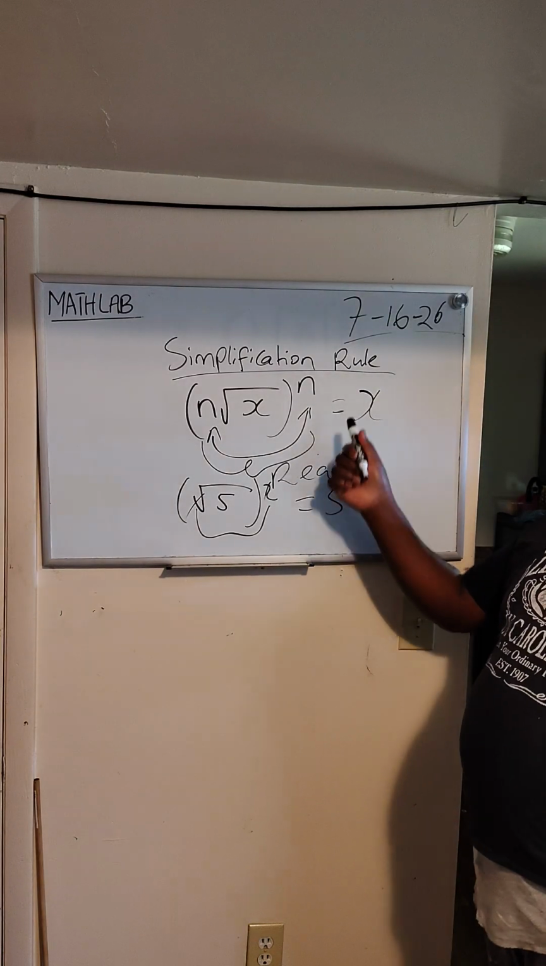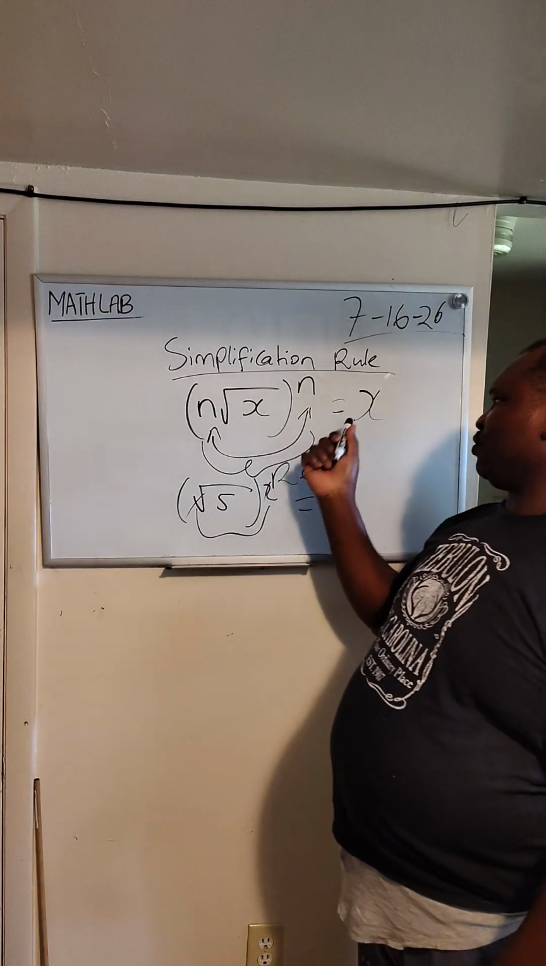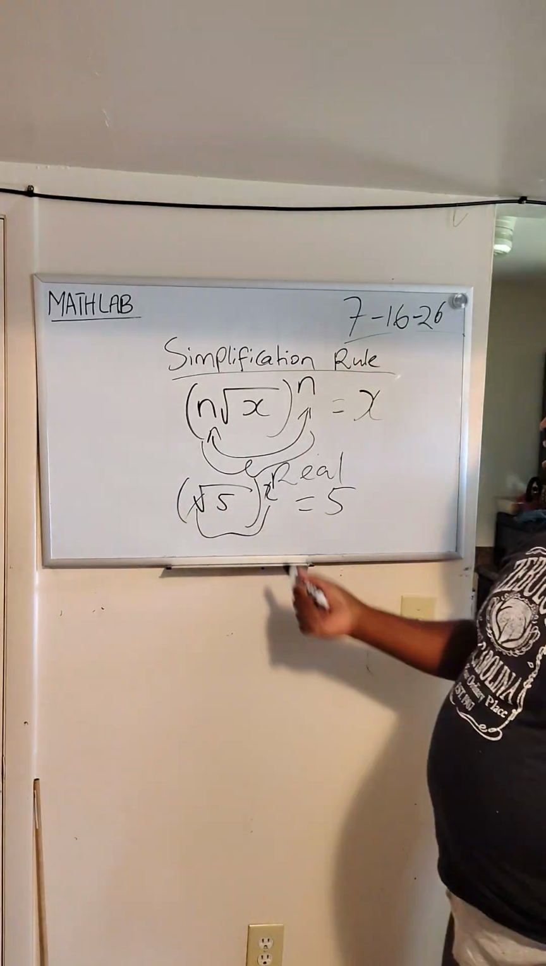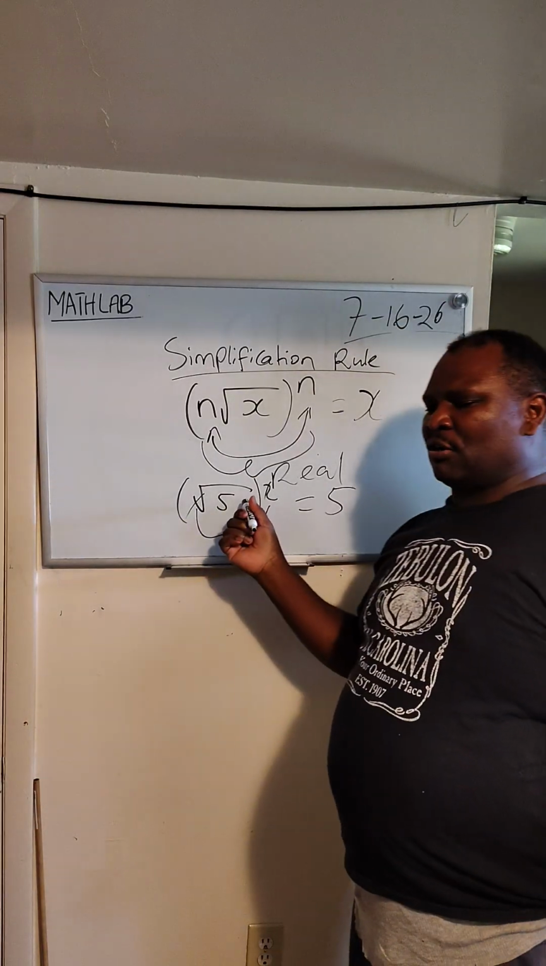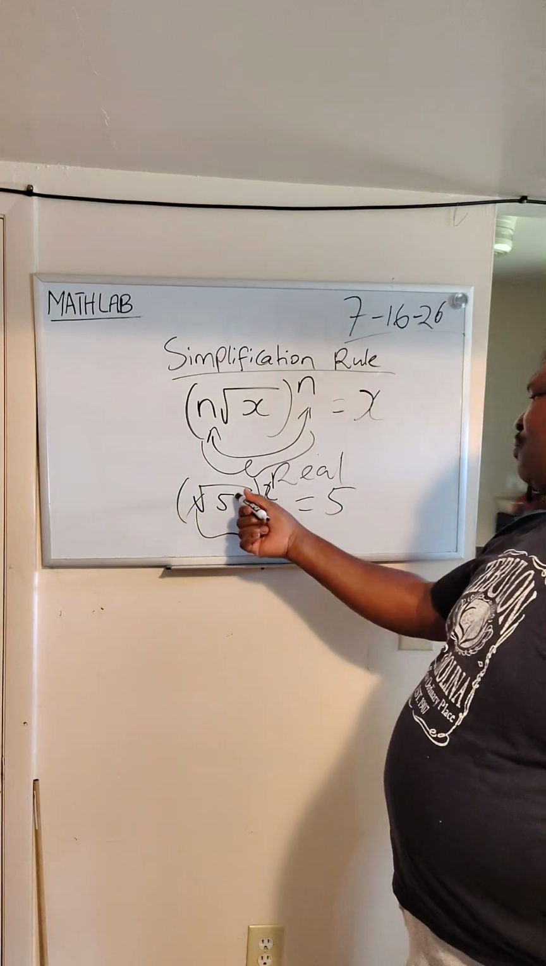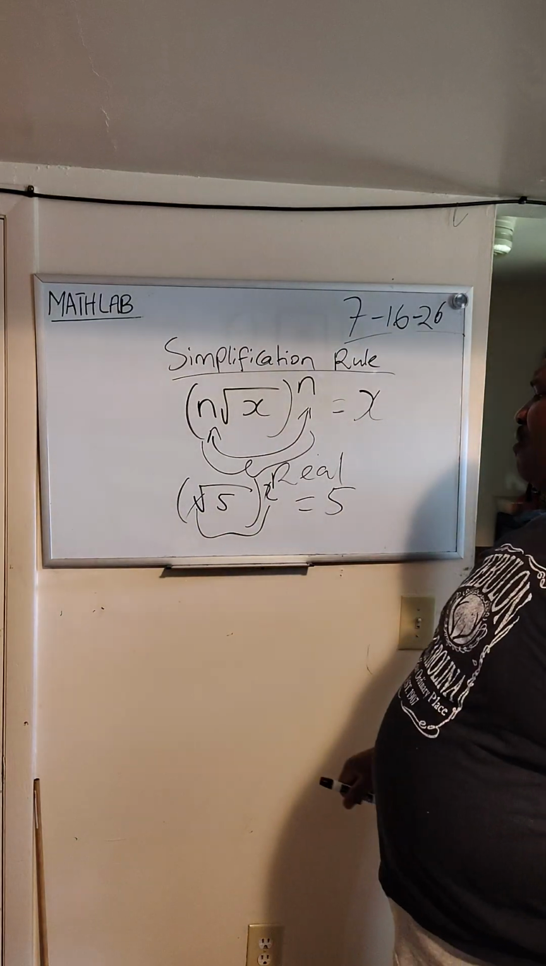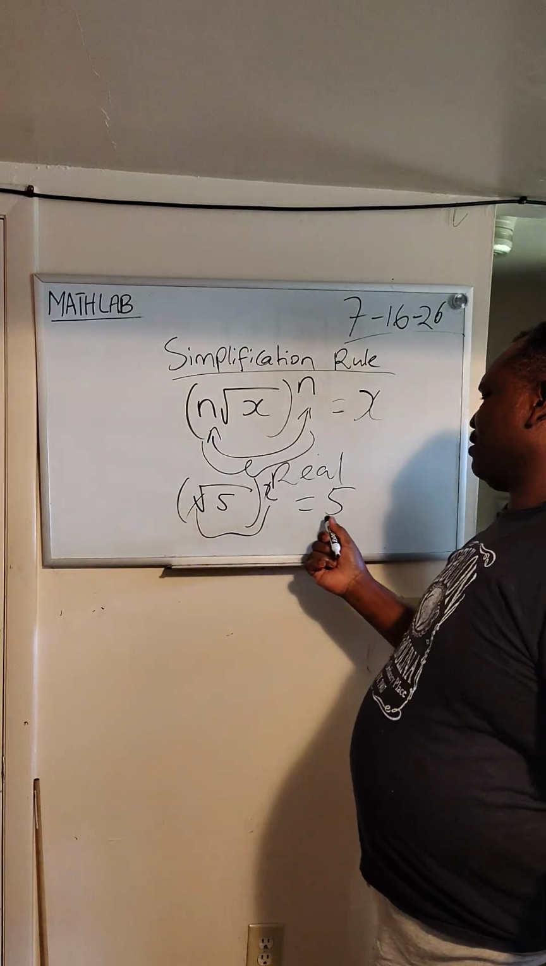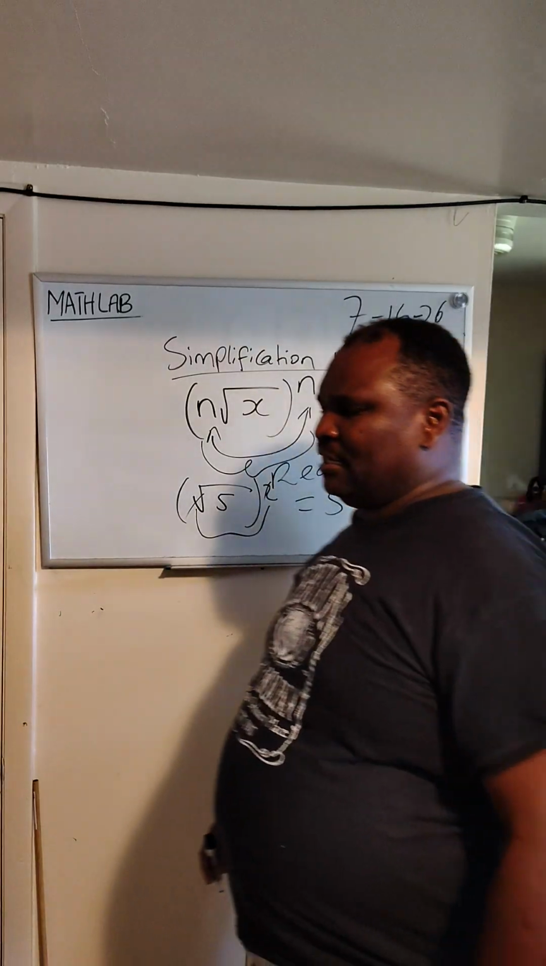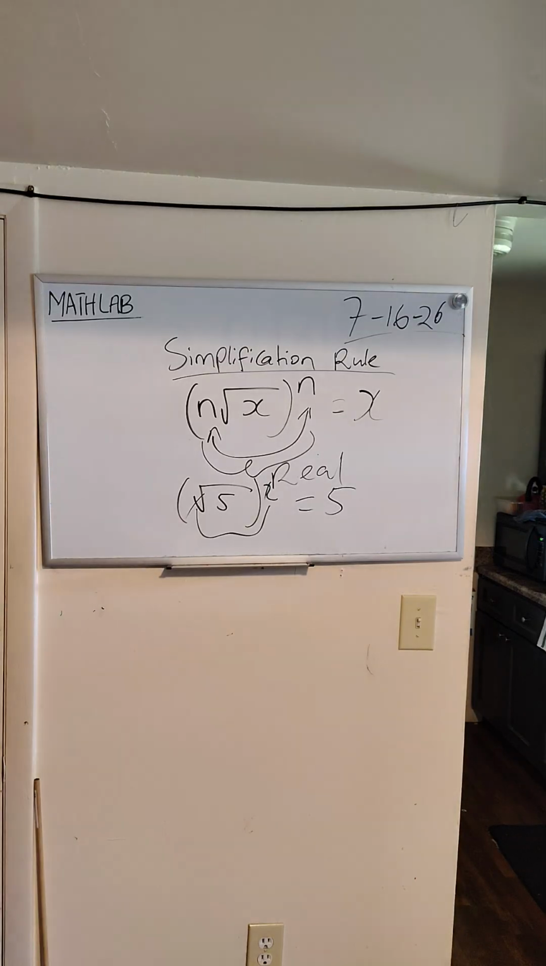Here it was equal to x, but down here, because we are using numerical values, this now is equal to 5. The bracket is gone, and the tail has cancelled with the 2.